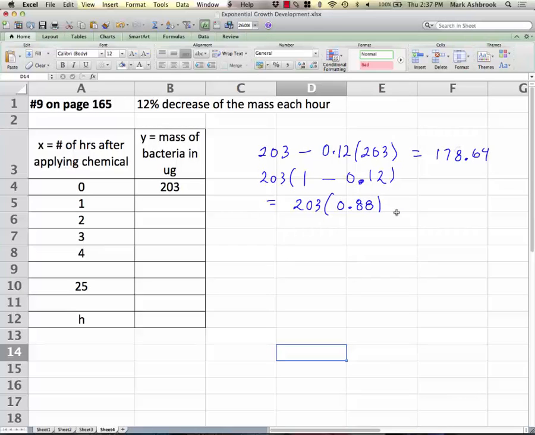So decreasing an amount by 12%, you can do that mathematically by multiplying by 0.88. So doing this process, 203 minus 12% of 203 is exactly the same as just taking 203 times 0.88. You get the same thing. Okay? And that's more convenient, right? So to get from there to there, we're going to multiply by 0.88. Okay? And that's 178.64.